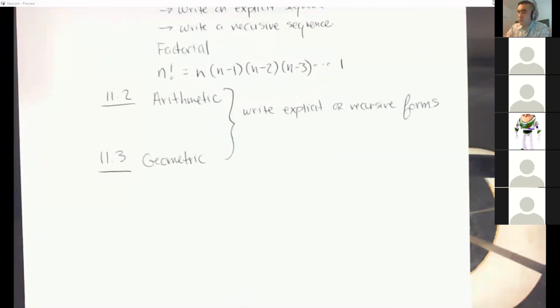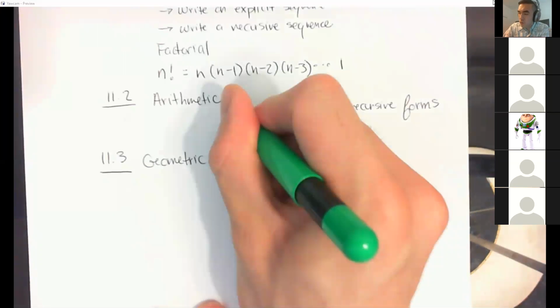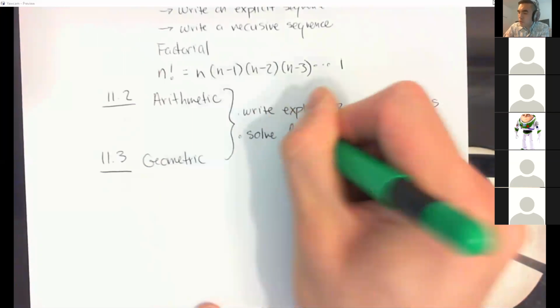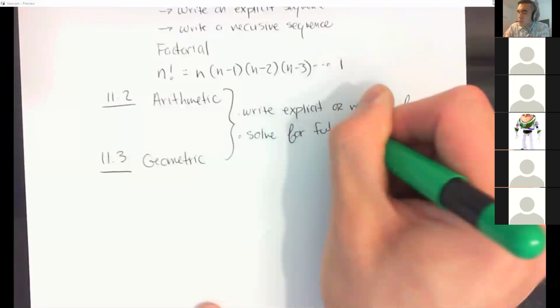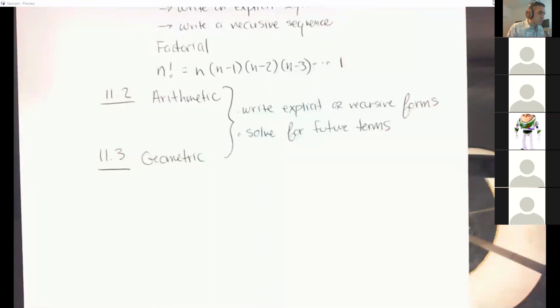The other thing I'll ask you to do is, based on the explicit form, solve for future terms. The way this will mostly be analyzed is that I give you the first 5 digits and then ask you what the millionth digit is. Write out the explicit form and then plug in the value that I'm asking you to solve for.